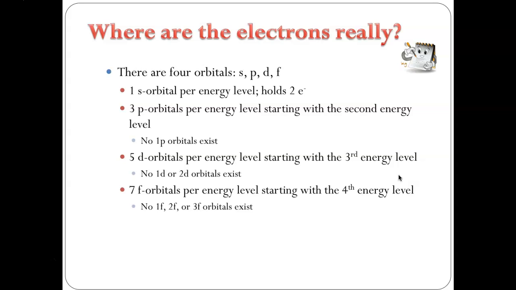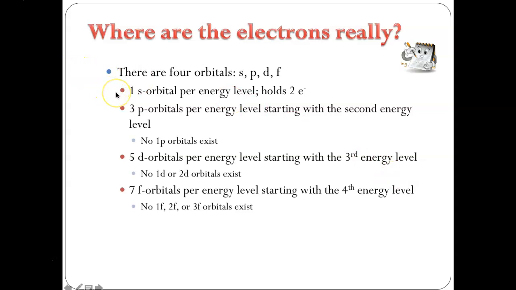Next, we have three P orbitals per energy level, starting at the second energy level. So there's no 1p, but we start at 2p. After that, we have 5 d orbitals per energy level, starting with the third energy level. So there's no 1d or 2d, but there is a 3d orbital. And as you probably guessed, for the f orbitals, we start with the fourth energy level. So there's no 1f, 2f, or 3f, but there is a 4f energy level.